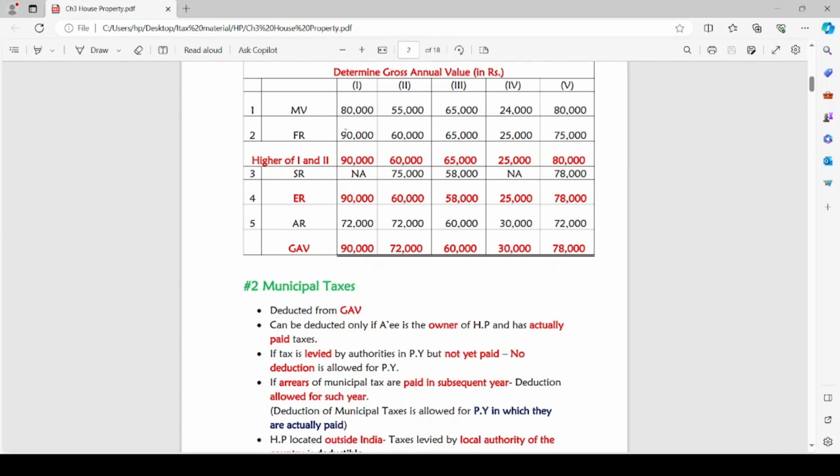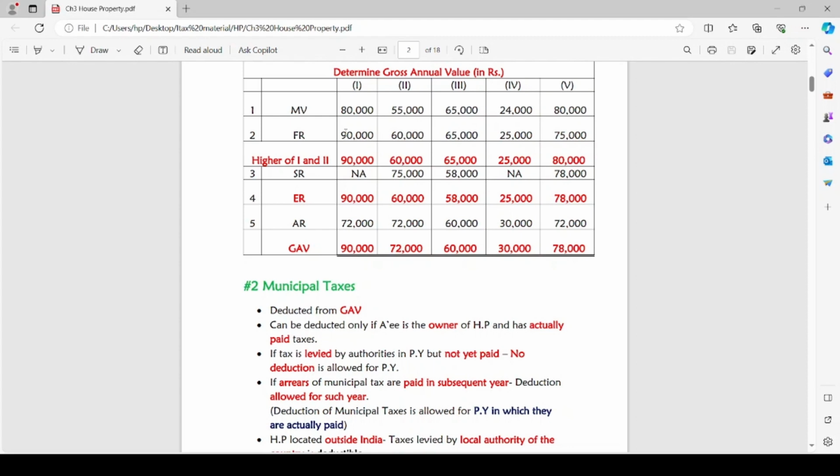Next house property, the fourth one. The municipal value is 24,000 and fair rental value is 25,000. The highest of both is 25,000. Standard rent is not given, so we take 25,000 as the expected rent and actual rent is 30,000. The higher of both is 30,000, that is our gross annual value.